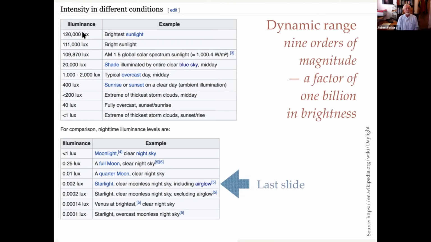So the spectra that I've been showing you show you real units in watts per square meter per nanometer or whatever. These lux units weight that number by the sensitivity curve of the human eye. So in daylight, we go down by a factor of about 100,000 or so to the extremely thickest storm clouds seen at sunset and sunrise. And when we go into nighttime, we go down by another factor of 10,000 or so. So the darkest night you'll see, where there's no moon and you have an overcast night sky, is about 1 billion times fainter than we see in a bright sunlit scene, 9 orders of magnitude.